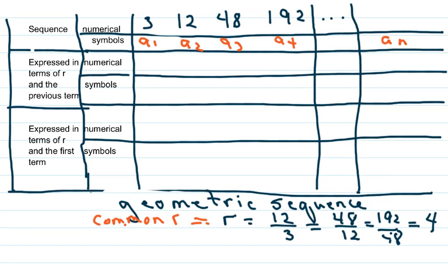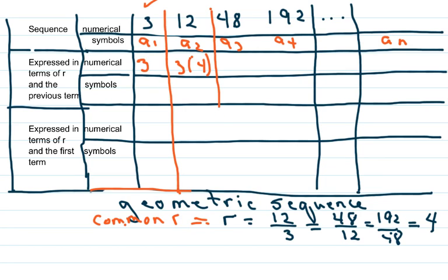So the way I'm going to write this is 3, and there's no previous term, so I can't write anything here. Again, I'm going to have to squeeze all this in. The next one's going to be 3 times 4. Okay, I express this in terms of r, my common ratio, and the previous term, which was 3.